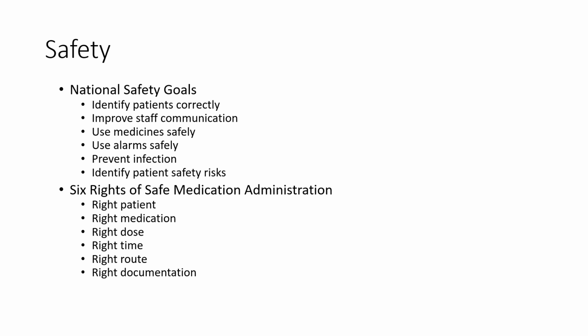Identify patient safety risks. That's our fall risks, our seizure risks, our elopement risks, 6 rights of safe medication administration: right patient, right medication, right dose, right time, right route, right documentation. This also leads right into our dosage calculations. We need to look at our rounding rules. We need to make sure that we are giving the right dose, the right medication, the right route, the right milligram, the right milliliter. We've got to make sure we're looking at all of those things.